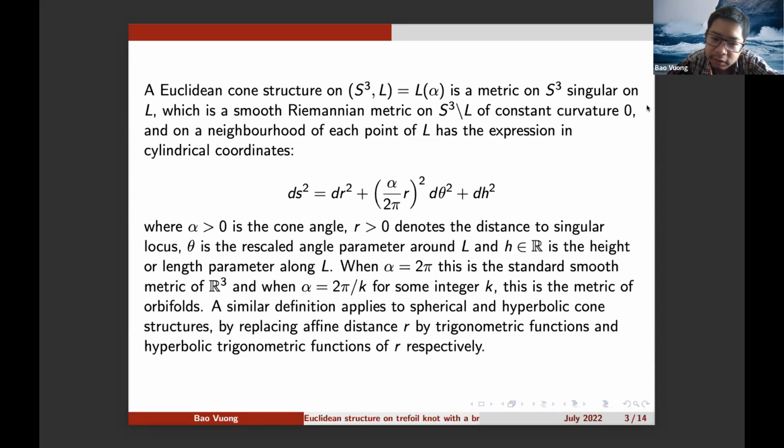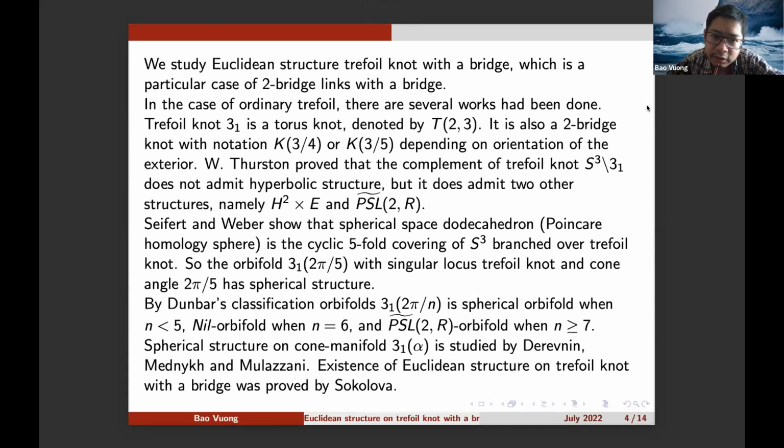And when alpha is equal to 2 pi over k for some integer k, this is the metric of an orbifold. A similar definition applies to spherical and hyperbolic cone structures by replacing the affine distance r by geometric functions, hyperbolic trigonometric functions of r. So we study the Euclidean structure on trefoil knots with a bridge, which is a particular case of two-bridge links with a bridge. In the case of ordinary trefoils, several works have been done.